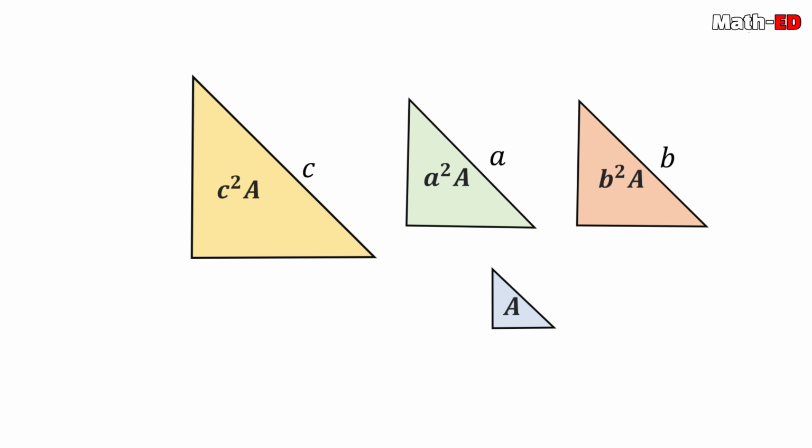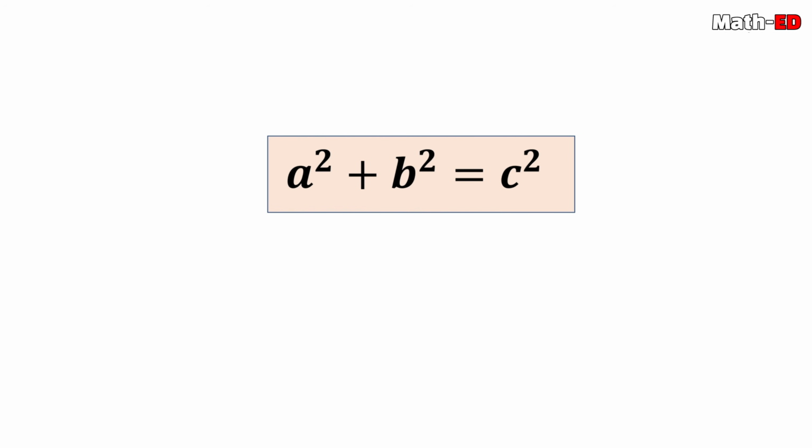Previously we showed the area of the large triangle is equal to the sum of the areas of the blue triangle and the red triangle. So from here, as capital A is non-zero, we can say a² + b² = c². This proves the Pythagoras theorem. This was one of the most unique ways I have ever seen.